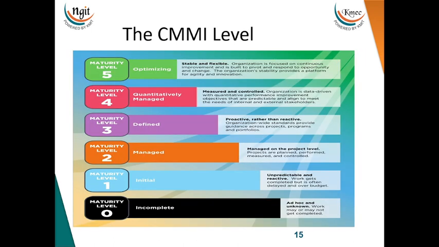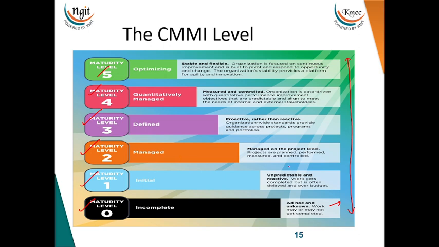Now, the CMM level model: we have maturity level 0, maturity level 1, maturity 2, maturity 3, 4, 5. There are some definitions given in the next slides, but I'll tell you about them here. Incomplete means it's ad hoc. What do you mean by ad hoc? Unknown. It's only dependent on one or two individuals.